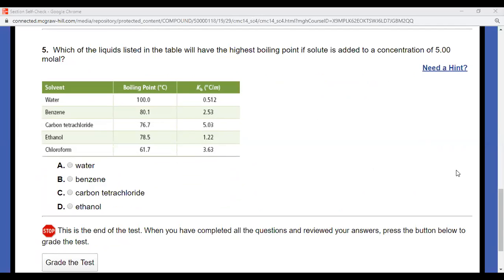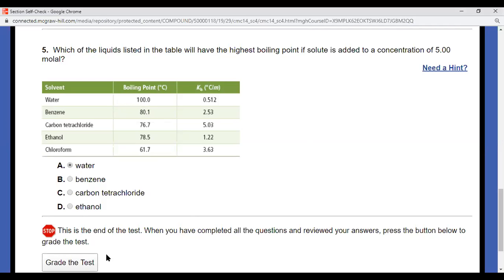Which of the liquids listed in the table will have the highest boiling point if solute is added to a concentration of 5.0 molar? You have more than one solvent: water, benzene, carbon tetrachloride, ethanol, chloroform, and the boiling point of each one is determined. So, which liquid has the highest boiling point? Water. Water is okay, as it equals what? 100. Good. It's water.